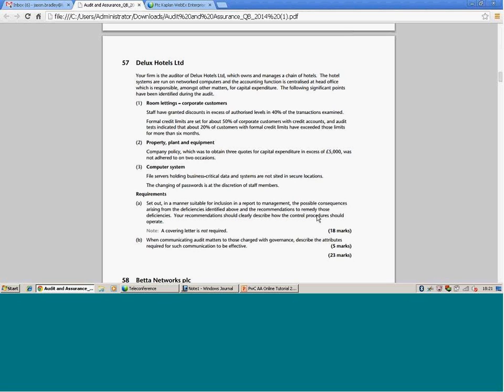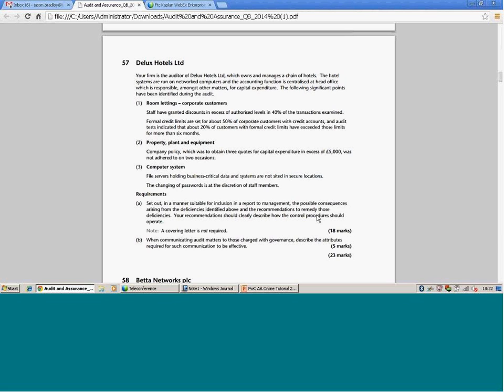Then computer system. Files holding business critical data and systems are not sited in secure locations. So this one's access to information. As it's not a very secure location, anyone can get in there and access the information. Essentially, that increases our risk of data loss.